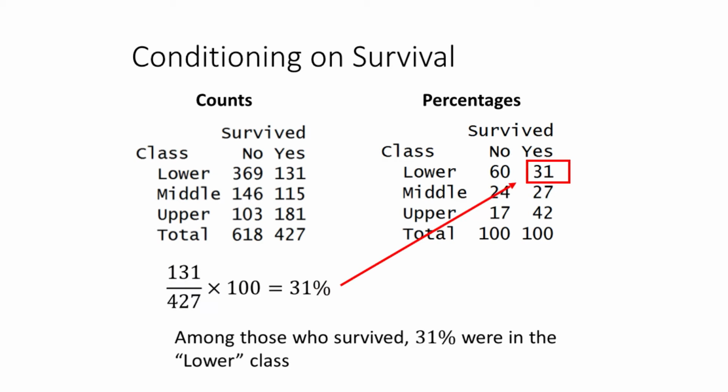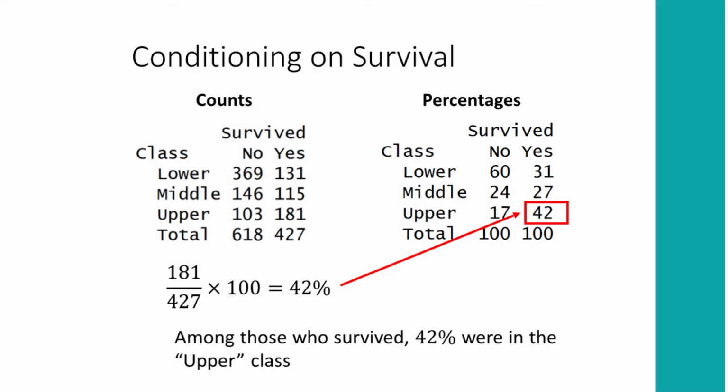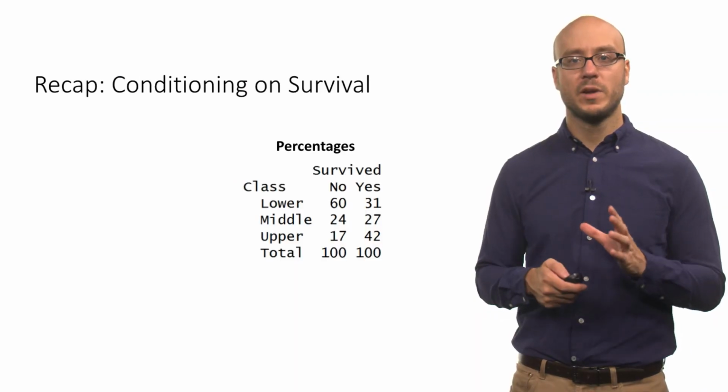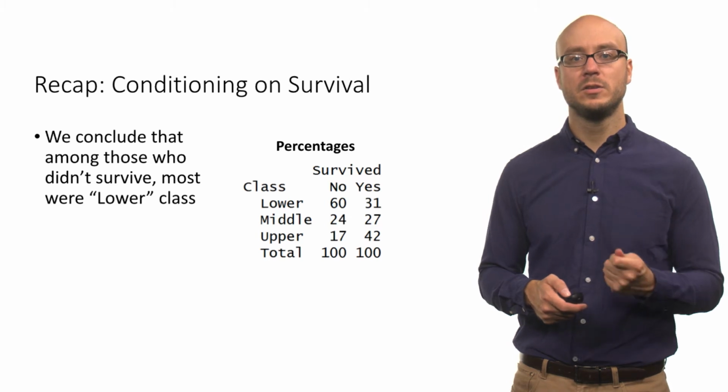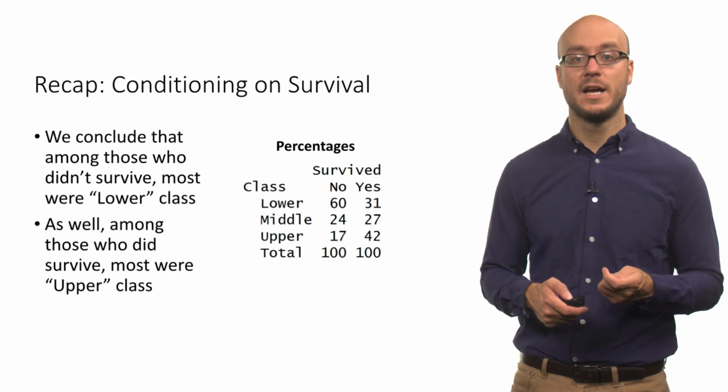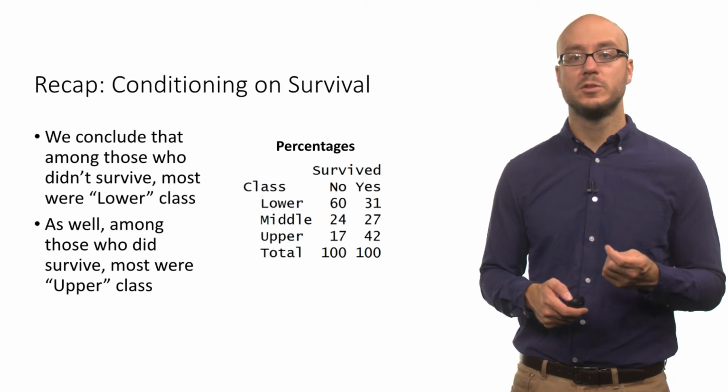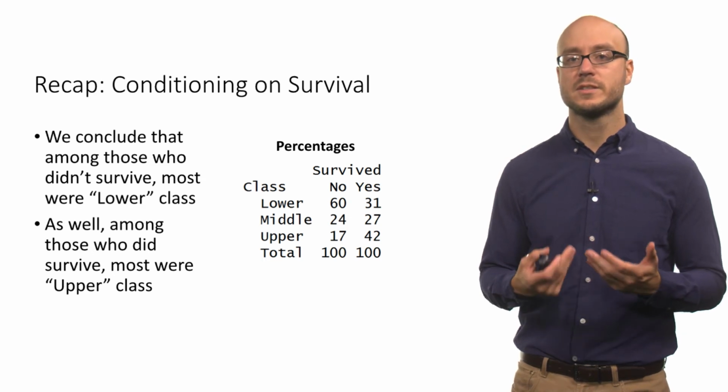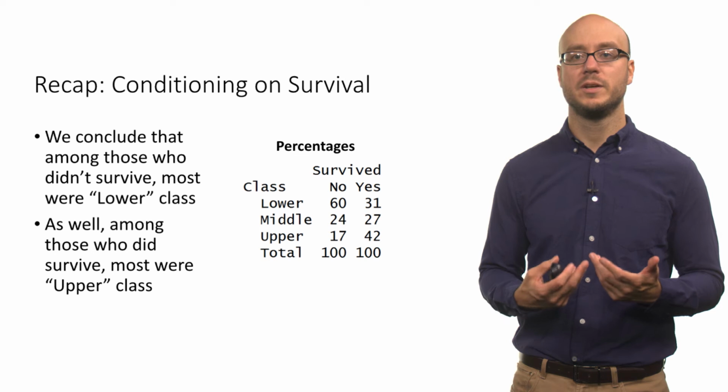And again, among those who survived, 31% were in the lower class, 27% were in the middle class, and 42% were in the upper class. So when we condition on survival, we can conclude that among those who didn't survive, most were in the lower class. As well, among those who did survive, most were in the upper class. So this suggests some kind of relationship between surviving the Titanic and one's passenger class.